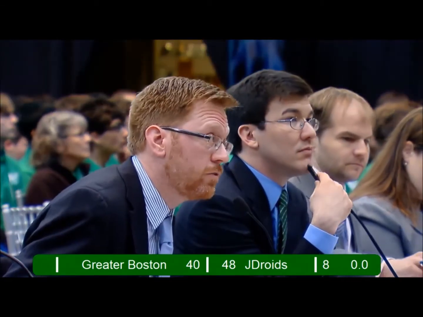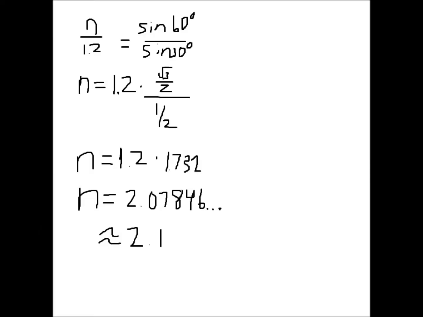The correct answer is 2.1. So the correct way to do this Snell's law is to do sine 60, which is root 3 over 2, over sine 30, which is 1/2, and then multiply by the index of refraction they give you, which is 1.2. 1.2 times 1.732 is 2.07846 continued, and that rounds to 2.1 with two significant figures. How you're supposed to figure this out in 30 seconds, I don't know.